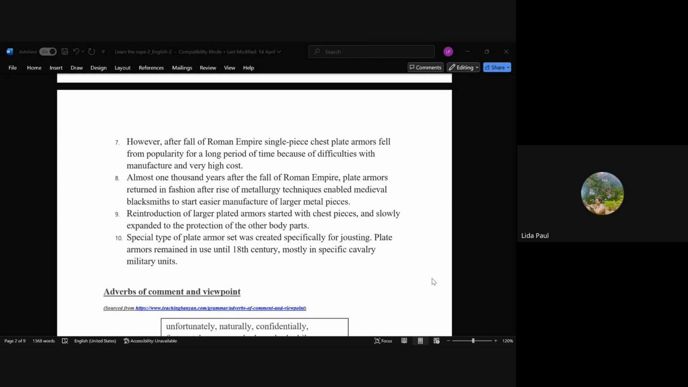Okay, ninth one. Reintroduction of larger plated armor started with chest pieces and slowly expanded to the protection of the other body parts. Slowly, right? Anything else in there? No. Okay. 10th one. Special type of plate armor set was created specifically for jousting. Plate armors remained in use until 18th century, mostly in specific cavalry military units. Specifically, mostly. Correct. Anything else?